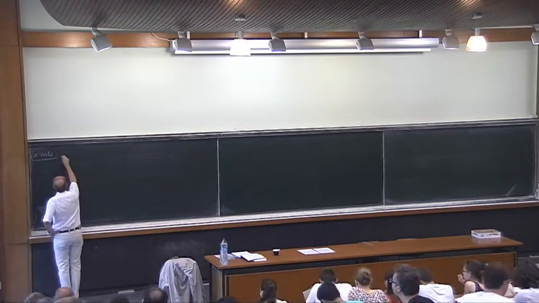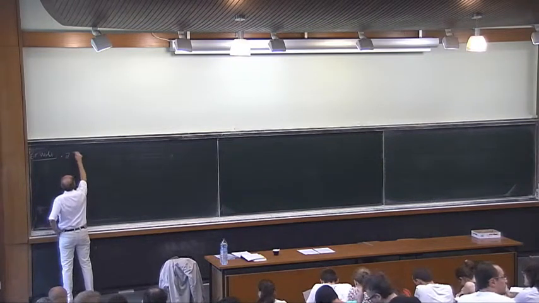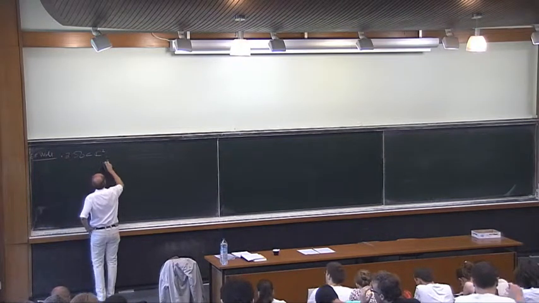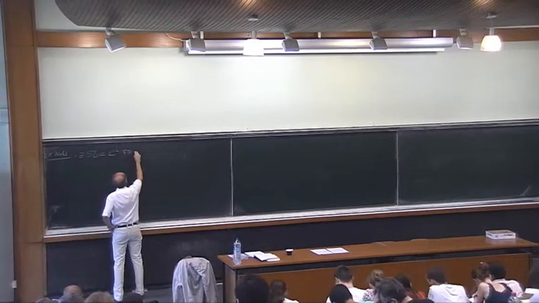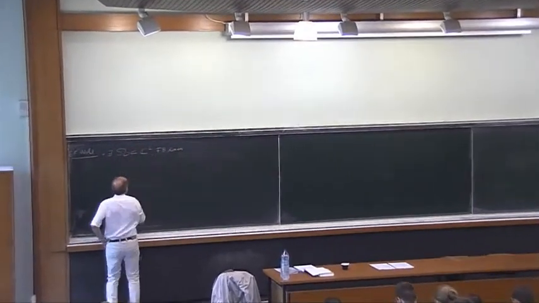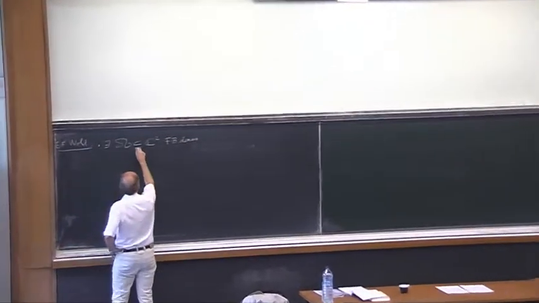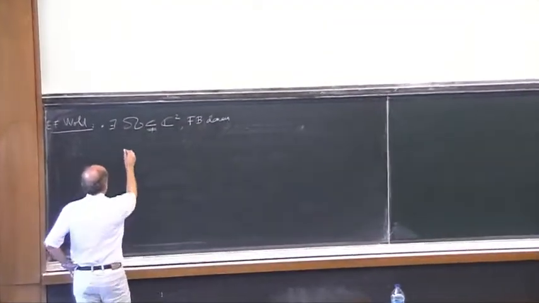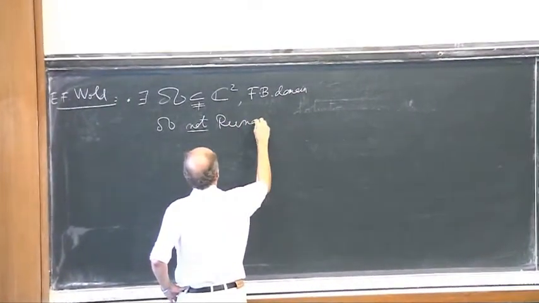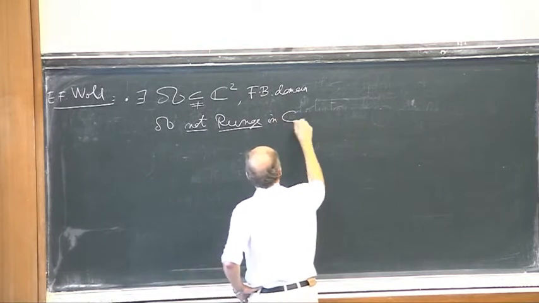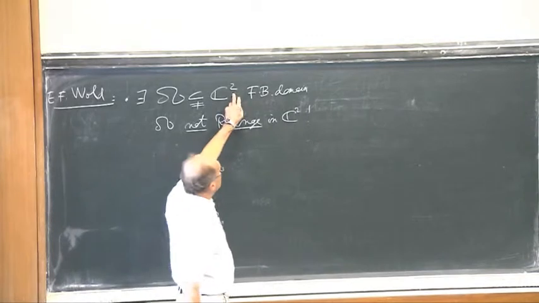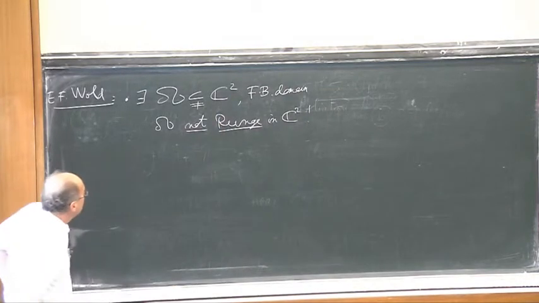So he proved two things, that there exists omega in C2, which is a Fatou-Bieberbach domain. So it's biholomorphic to C2, but not equal to C2, such that omega is not Runge in C2. And of course, this can be done for any Cn, n bigger than or equal to 2.